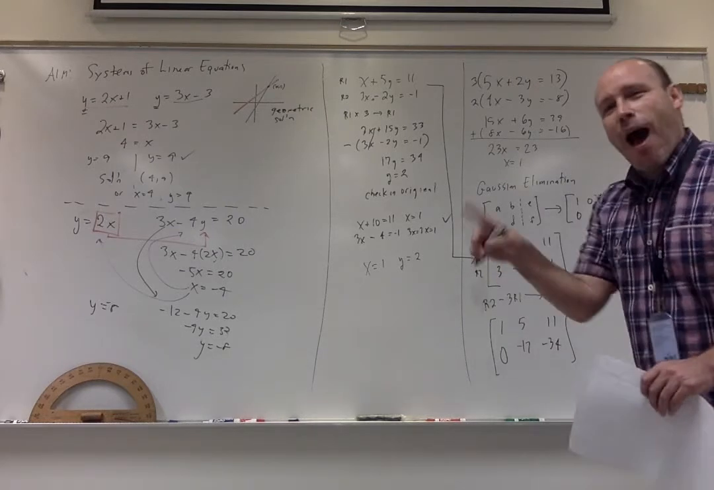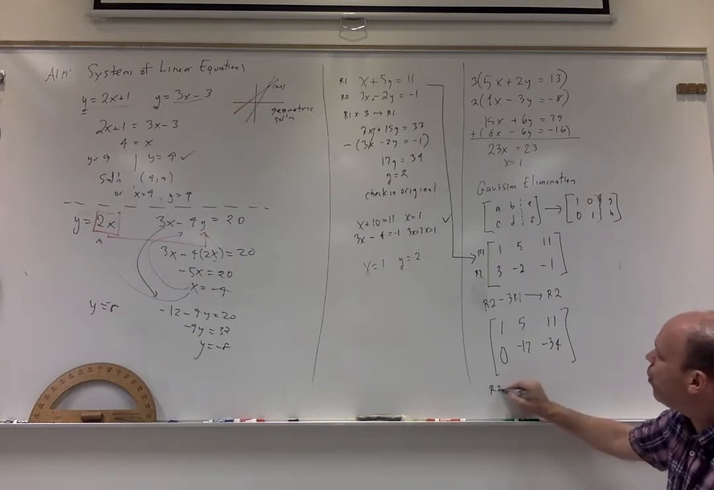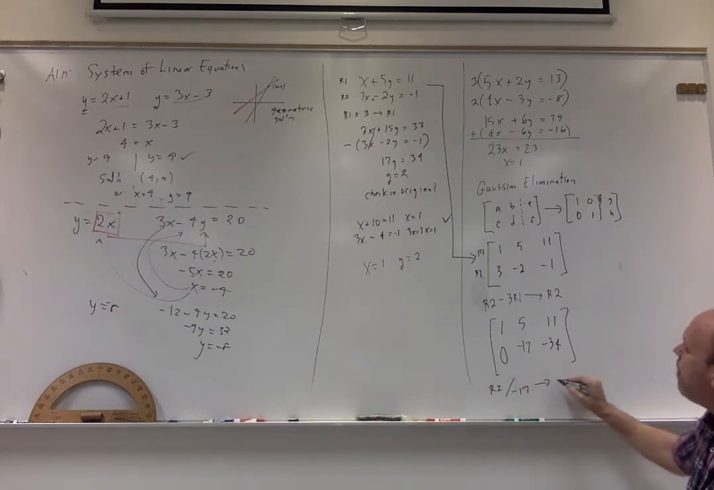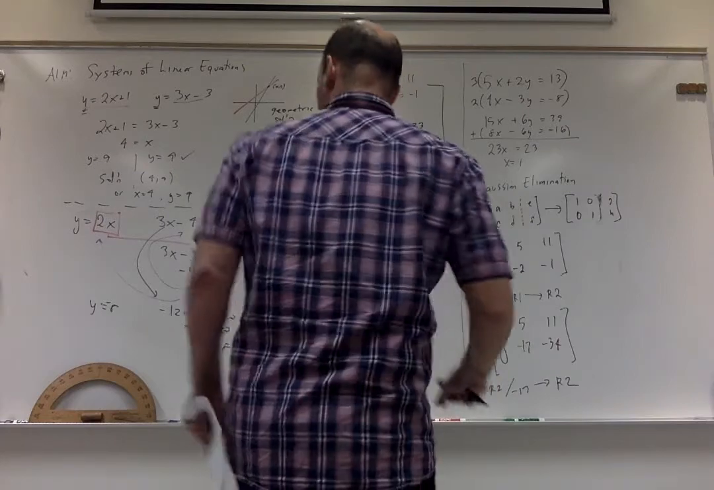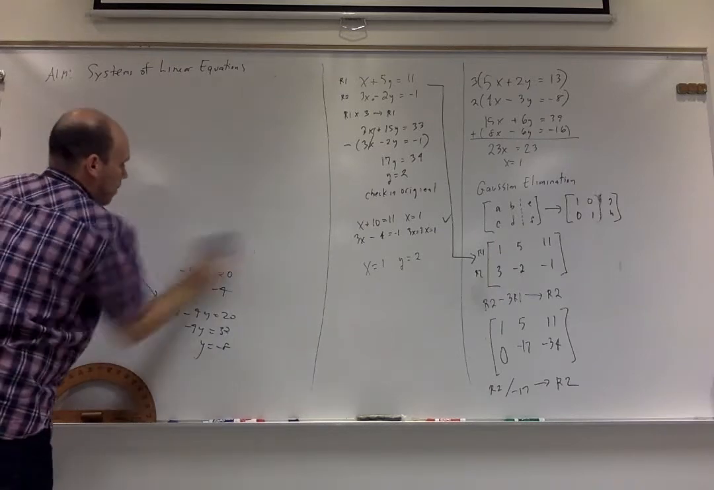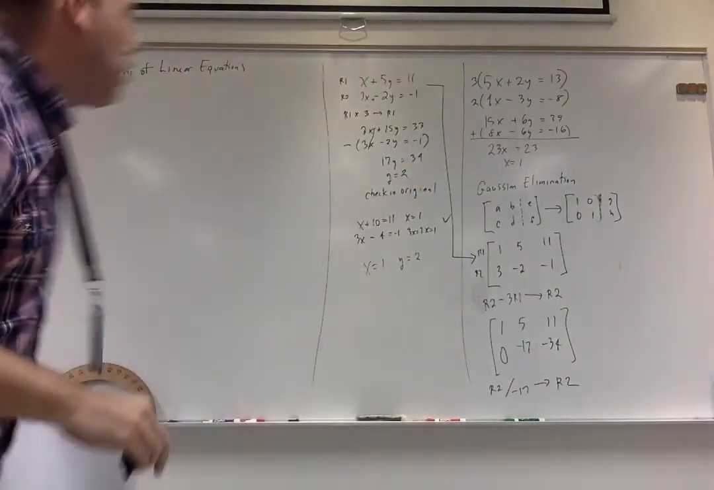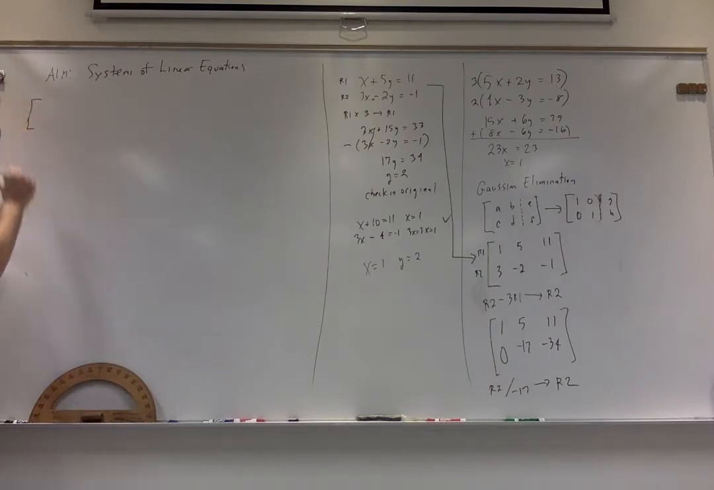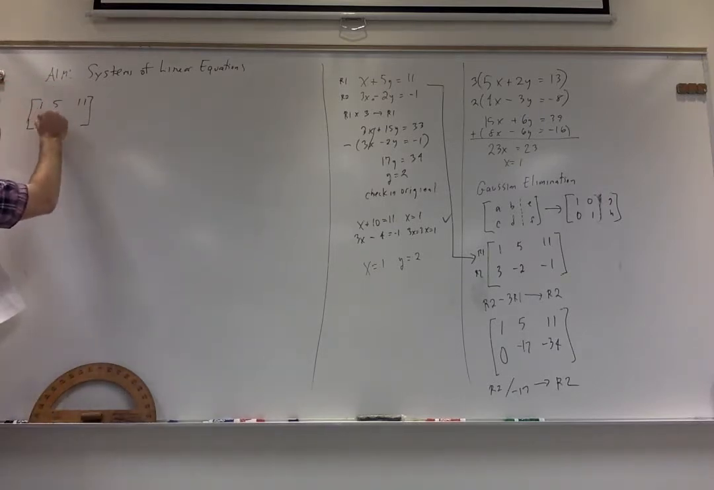Nice. Next thing, I'm going to clean up row 2 a little bit, and I'm going to say row 2 divided by -17 is my new row 2. Nice. Okay. Let's see. Can you see this? Yes. Okay, so what's my new? Did I change row 1? No. 1, 5, 11. Did I change row 2? Yeah. 0, 1, 2.